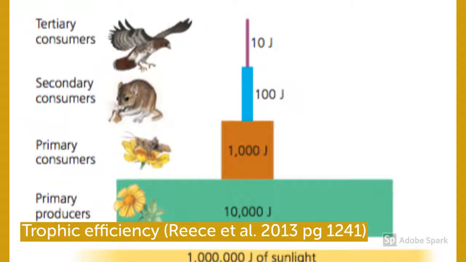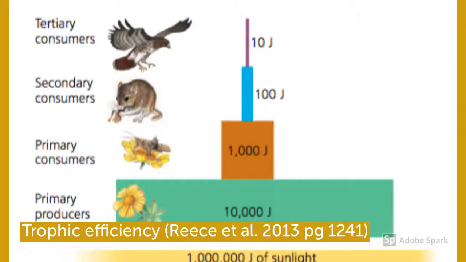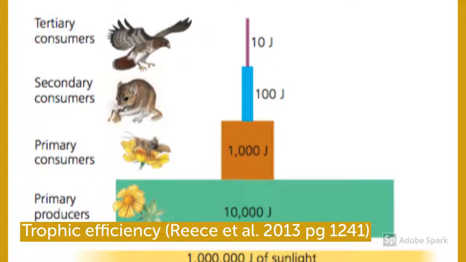It is usually due to the 90% of energy that is lost for other cellular purposes that these food webs, these pyramids, do not go past tertiary consumers, because as you see here, this tertiary consumer can only pass 10 joules on to the next level, and then that level can only pass on 10% of that, so 1 joule, and that's not a lot of energy available.